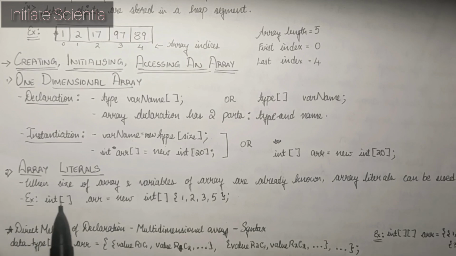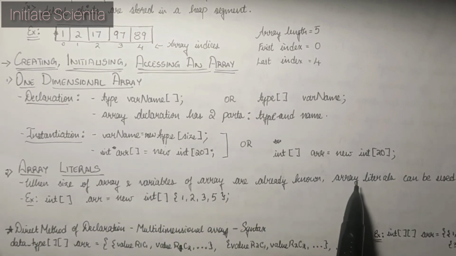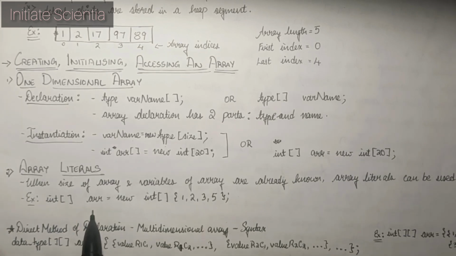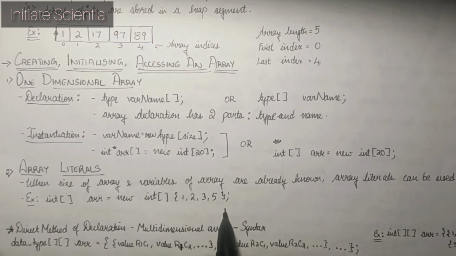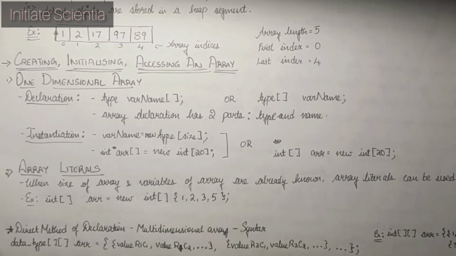Array literals. When the size of the array and the values of the array are already known, array literals can be used. Example, int arr, the array variable name, is new int with the array literals. This is the direct method of declaration.